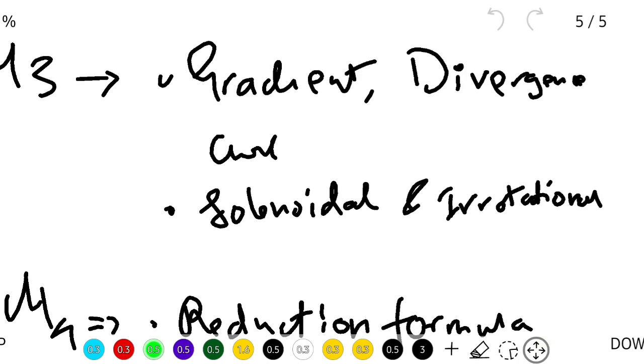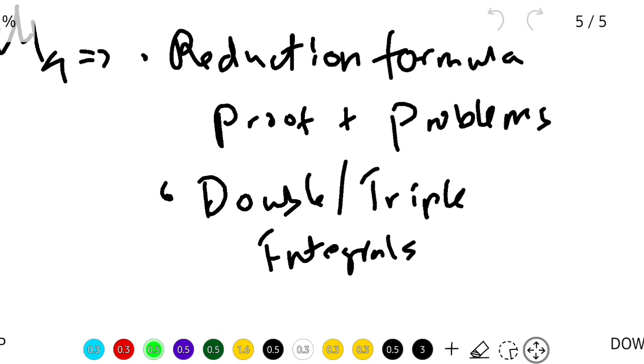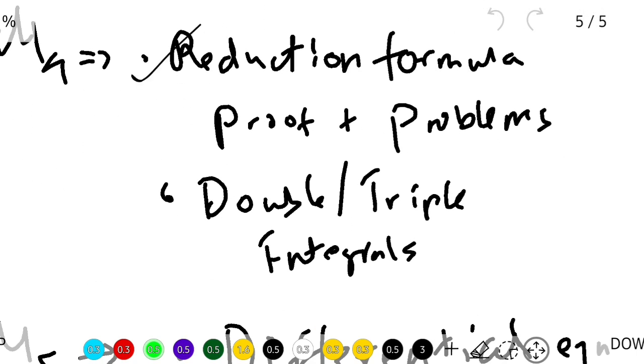And moving on, in module 3 we have 2 topics, the formulas for gradient, divergence and curl given. You just have to know what type of formula to apply in which question. And another topic is the solenoidal and irrotational fields, and the questions are asked from these topics, and the reduction formula, so the proof and the problems. Okay, and the double and triple integrals.